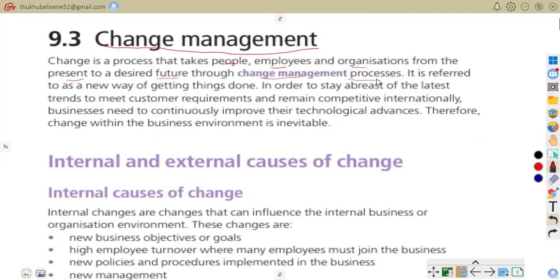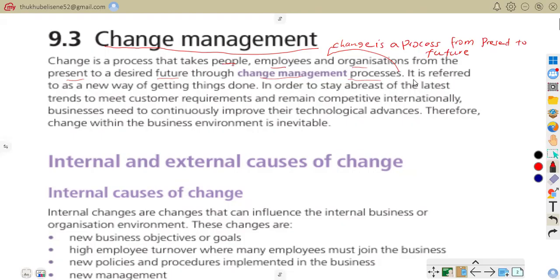We are saying change is a process from present to future. That's what this statement means. Meaning to say, change moves a business from its current way of doing things to a better or improved way. For example, a company moves from paper records to digital systems. Hope we are together, good people.